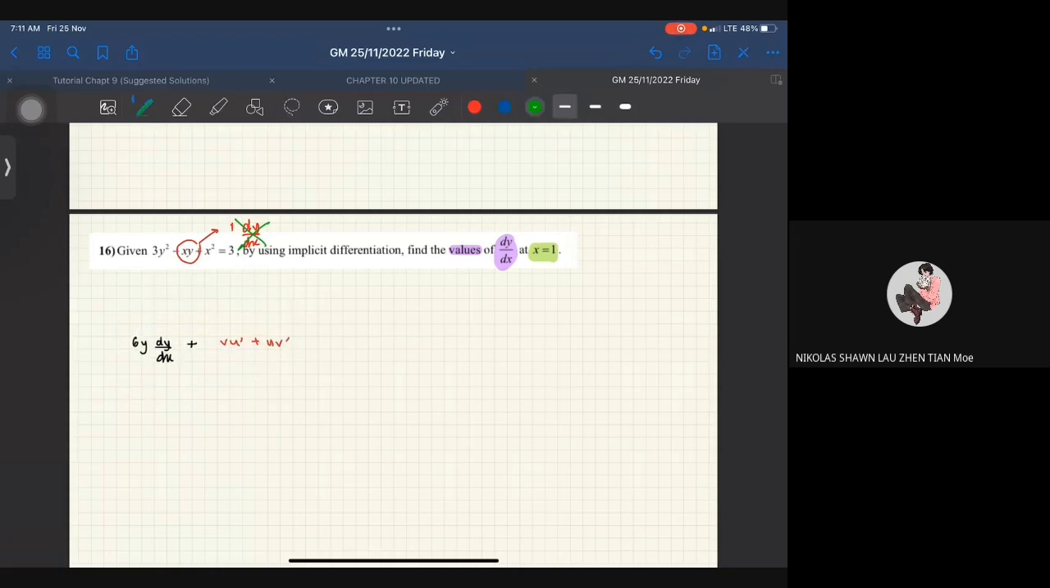Okay, so apa yang saya nak buat sekarang adalah saya naming dulu saya punya u dengan v. So my u is x. My v is y. And then kita nak cari u prime is equals to 1, v prime. Okay, so differentiate y with respect to x. So saya akan dapat 1 dulu and then darabkan dengan dy dx. Settle.